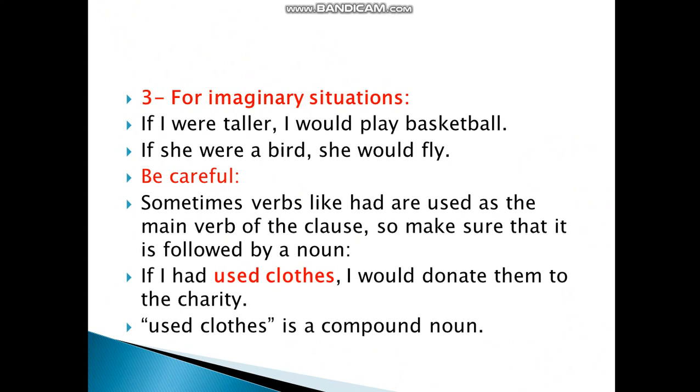Here you can see that the verb used with all the pronouns is were. If I were, if he were, if she were, if they were. So I use were instead of was in this situation.